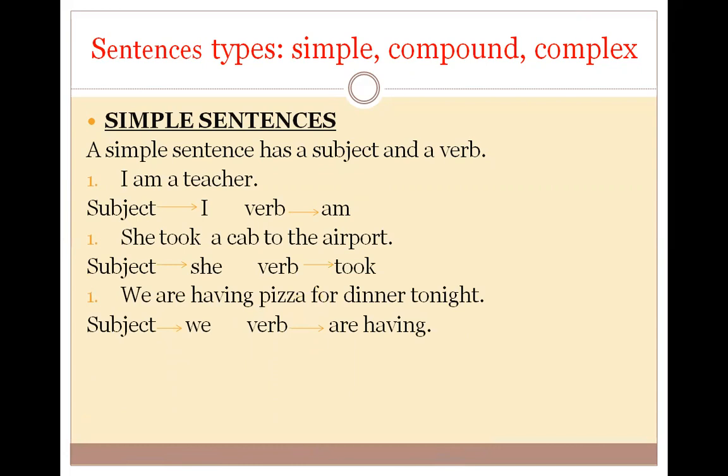We are having pizza for dinner tonight. We is the subject and are having is a helping verb or auxiliary verb, but over here we are going to take it as a single verb, are having. So a simple sentence has a subject and a verb.